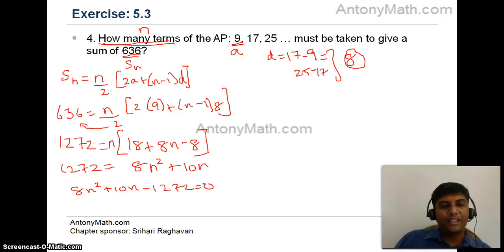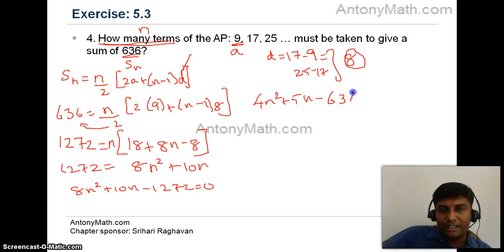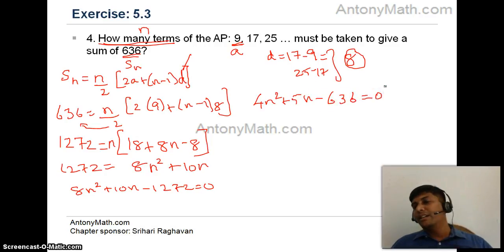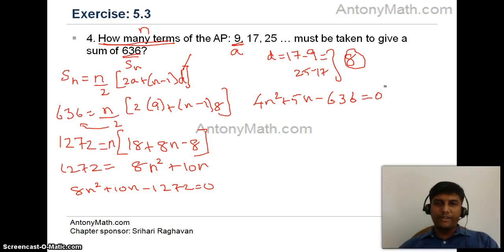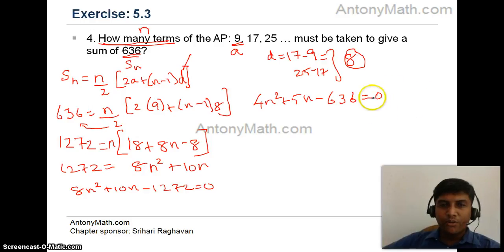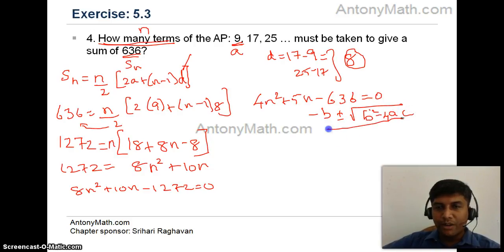If I am trying to simplify this quadratic equation, I notice that all the numbers are divisible by 2. So dividing this equation by 2, what I have now is 4n square plus 5n minus 636 equal to 0. A peculiar quadratic equation to be solved does not seem to yield easy answers. So I am going to use the formula minus b plus or minus square root of b square minus 4ac divided by 2a, the traditional formula to crack quadratic equations.